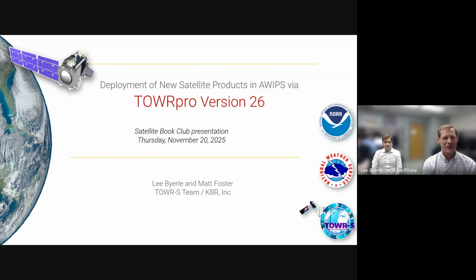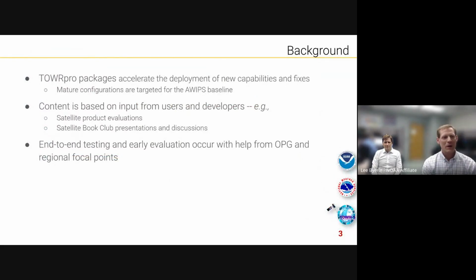So if you go on to the next one, Cheyenne, just a quick background. The packages that we call TOWRpro are intended to accelerate the deployment of new capabilities and fixes into AWIPS. And then we target those configurations that are mature into the AWIPS baseline. So as we'd like to demonstrate, these are features and updates that are based on your inputs and ways that we can rapidly get things into operation, working through things like product evaluations, book clubs like these sessions here. And so we take the opportunity to work end-to-end testing and early evaluation with these products.